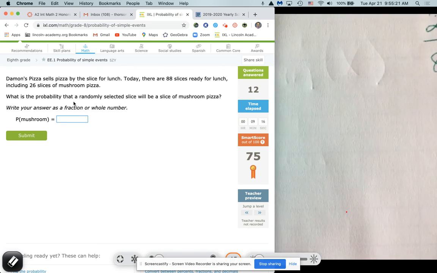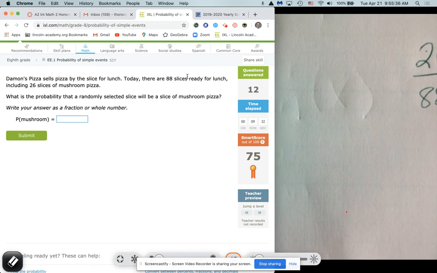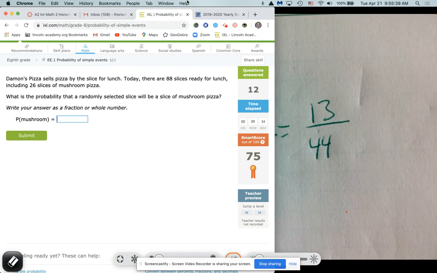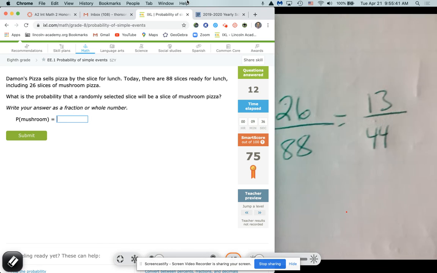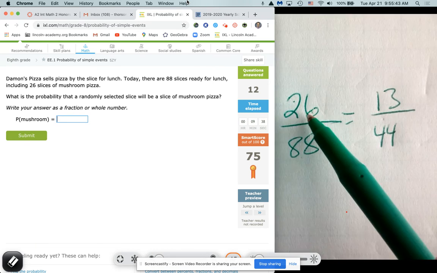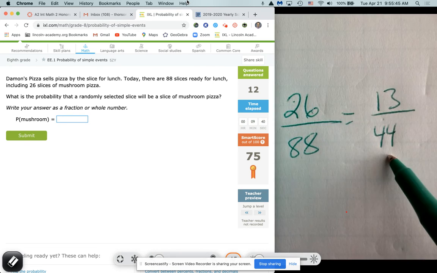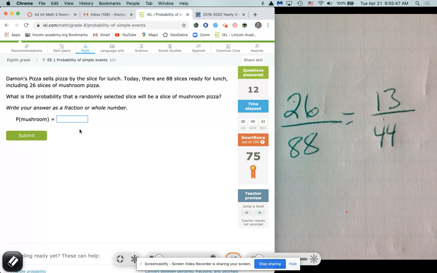Don't accidentally add those two together, because those two we're not adding 26 more. It says there are 88 slices ready. That must mean that's how many total there are. We reduce this, we get 13 over 44. I reduce by a factor of 2. Whoops, you can't see that. 26 over 88, sorry, there we go. I reduce that by a factor of 2, get 13 over 44, which doesn't reduce anymore. So I come over here and write in my fraction of 13 over 44.